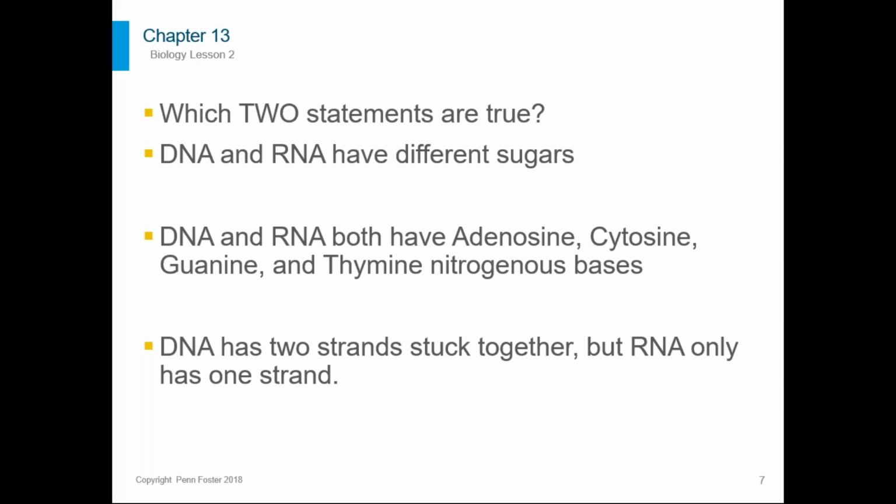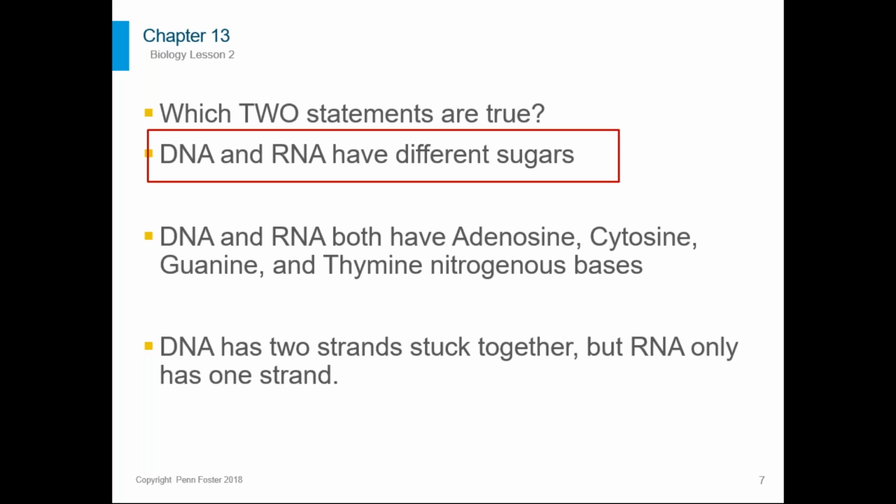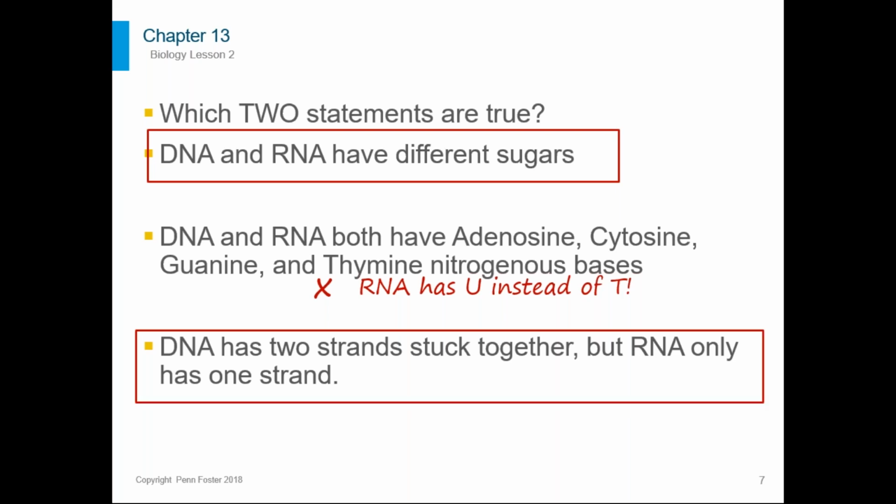So which is true? The first one is true. DNA and RNA have different sugars. That's how they get different names for the molecules. The next one is not true. DNA and RNA both have adenosine, cytosine, and guanine, but thymine is different. DNA has thymine, and in RNA, it's replaced with uracil. So instead of T, we're going to see U in the code. And then the third one is also true. DNA has two strands stuck together. RNA only has one strand.